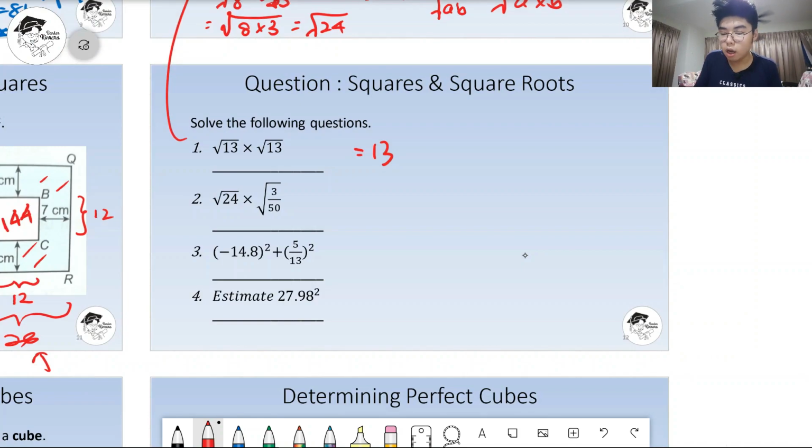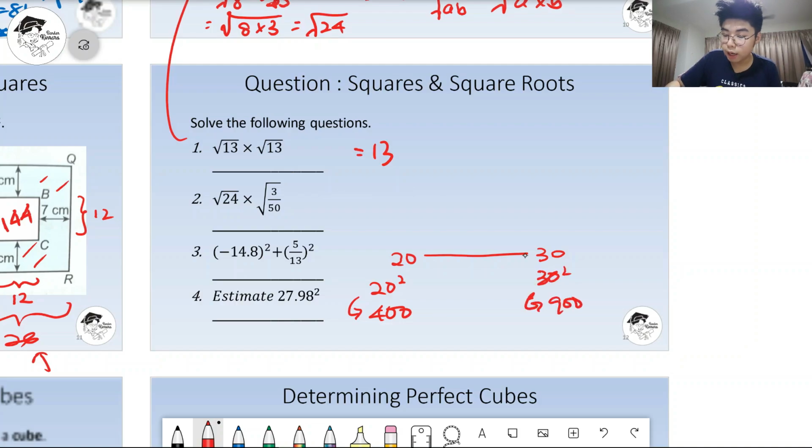Estimate 27.98 squared. You know that 27.98 is in between 20 and what? 20 and 30. So what happens is, we must find out the square for 20. 20 squared is going to give you 400, and then 30 squared is going to give you 900. So we know that 27.98 is about here, I believe. So 27.98 squared is very close to 900. Okay, so that is just guessing.